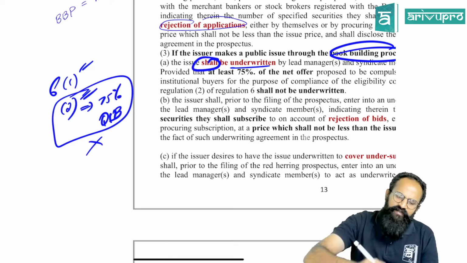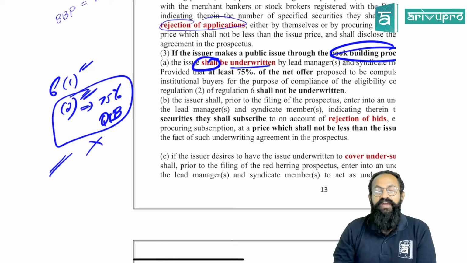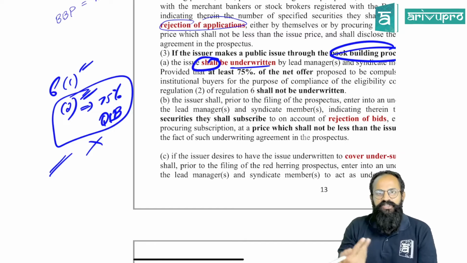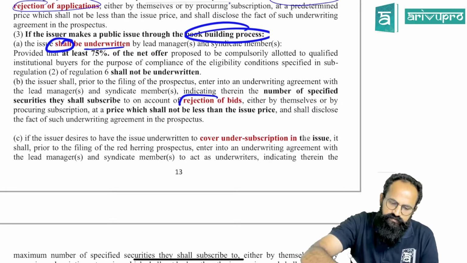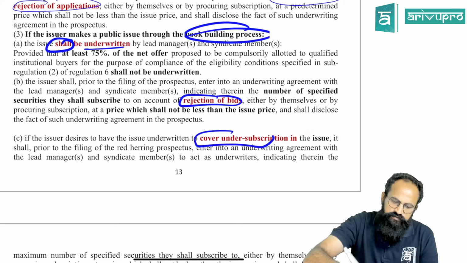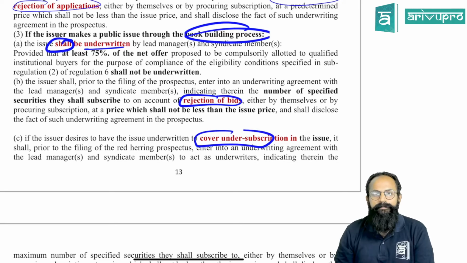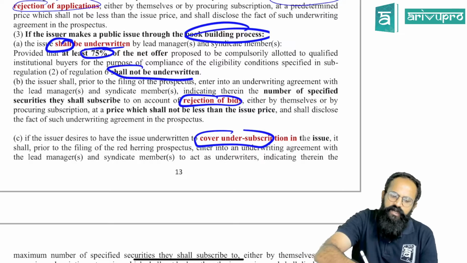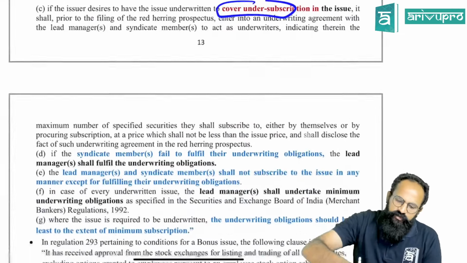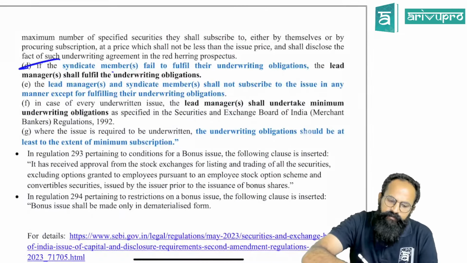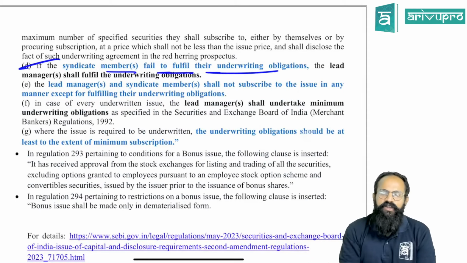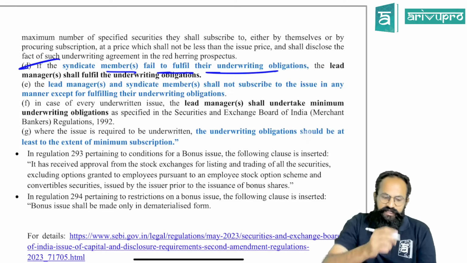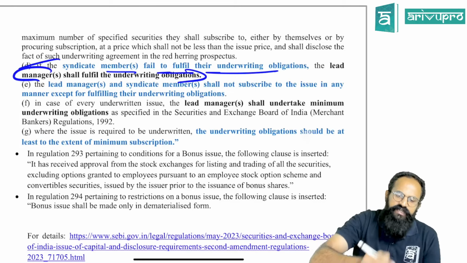Sir, same thing, even in book building. Underwriting will come into picture whenever there is under subscription, whenever there is rejection. Same thing. Is it clear? Pakka na? 75% part shall not be underwritten. Okay. Next one, sir. If the syndicate member fails to fulfill their underwriting obligation, meaning if the underwriter does not do it, then what will happen? The lead manager shall fulfill the underwriting obligation.